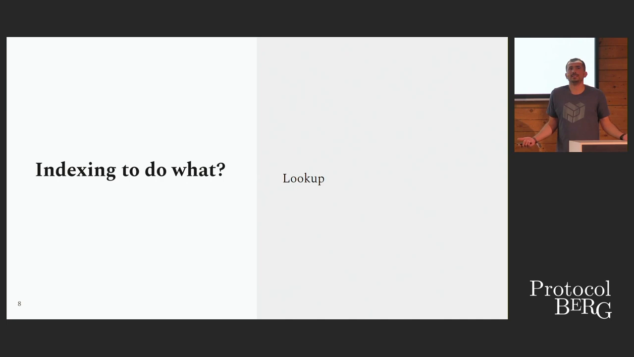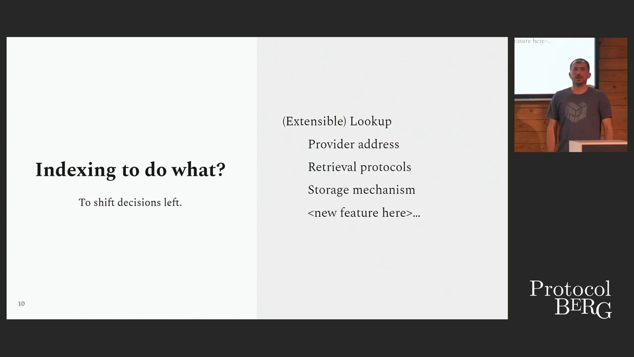Why do we want to do indexing anyway? Well, obviously, we want to do lookup, right? Given a hash, we want to find out who has it. But in this case, we want to do more than lookup. We want to build a lookup system that's actually extensible. What does extensibility mean? Lookup traditionally basically maps a hash into a set of addresses. What we really want is to build a system that helps us not only map addresses, but also shift decision-making to the application level, or shift things to the left, so to speak.